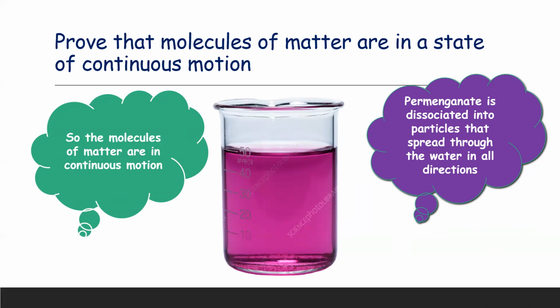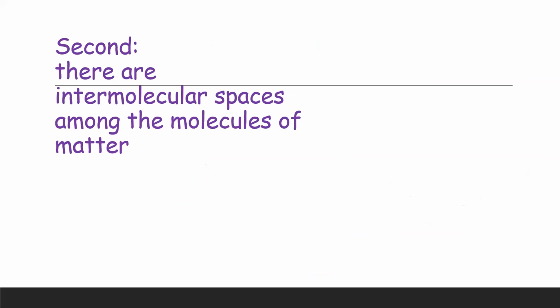So what is the first property about molecules? Molecules of matter are in continuous motion. Yes, very good. The molecules are very small particles that make up matter. Water is formed from molecules, this food coloring is formed from molecules, and our body is formed of molecules. So any matter, the first property is that the molecules are in continuous motion.